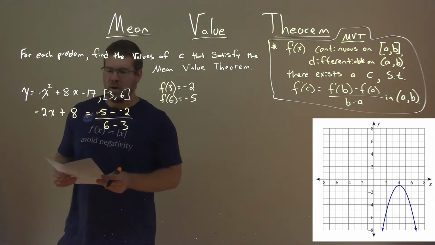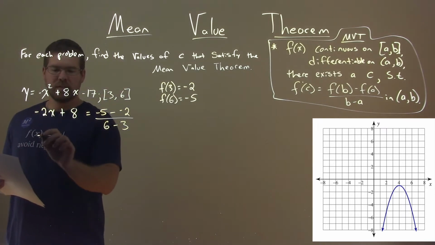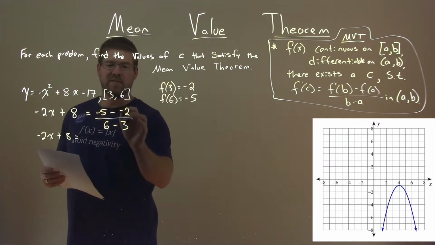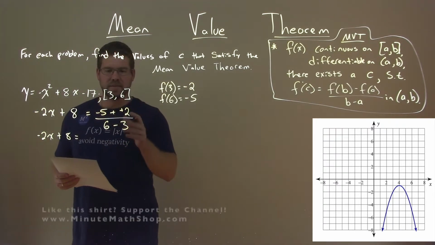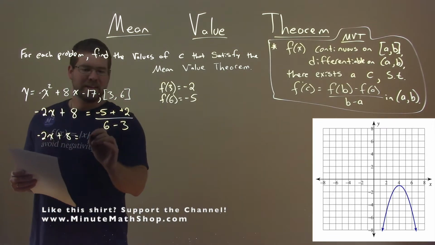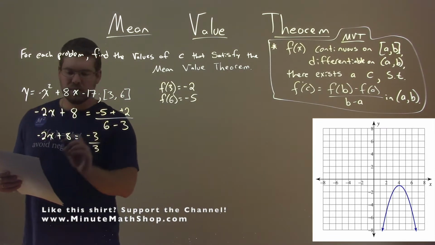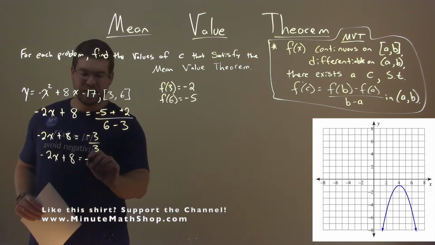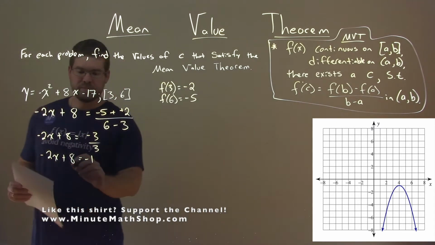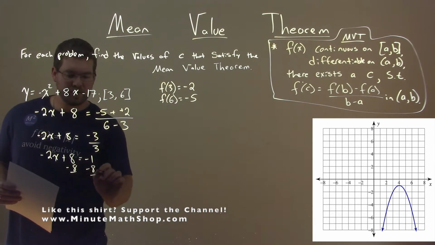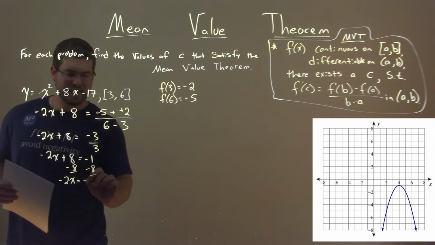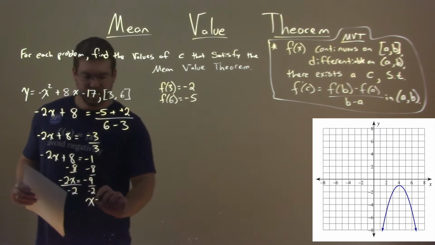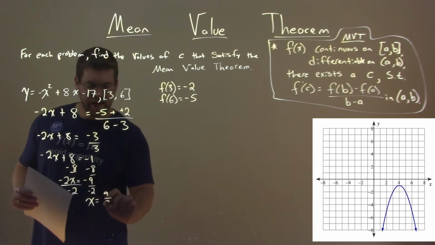From there, we need to simplify this. We have negative 2x plus 8. And negative 5 minus a negative 2 is like plus a positive 2, and we're subtracting 6 minus 3. So this comes out to be negative 3 over 3. So negative 2x plus 8 equals negative 3 over 3, which is negative 1, and we're solving for x. Subtracting 8 from both sides, negative 2x equals negative 9. Divide both sides by negative 2, and x equals positive 9/2.